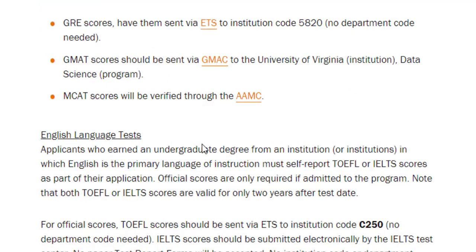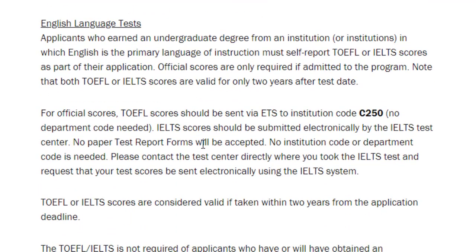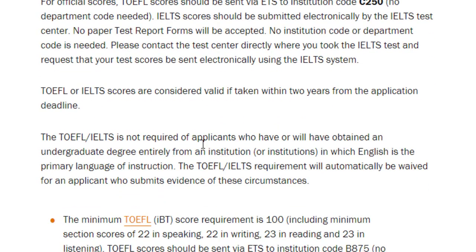So if you have appeared for GRE and if you have a valid score, you can just give the score to them as well. And for the English language test, they say that applicants who have earned an undergraduate degree from an institution in which English is the primary language don't need to provide any language proficiency proof. All they have to do is get a declaration from the university signed that our primary language of instruction is English. That's it. But if the language of instruction is not English, or you can't get the university to sign that particular thing, you will have to appear for TOEFL or IELTS.